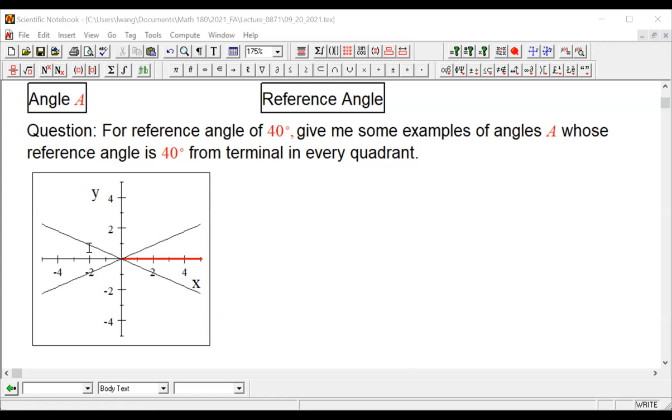Someone just identified 140 degrees. How about 140 degrees plus 360 degrees? And you get another one, right? Yes? Is that fun? Lots of answers, many answers.